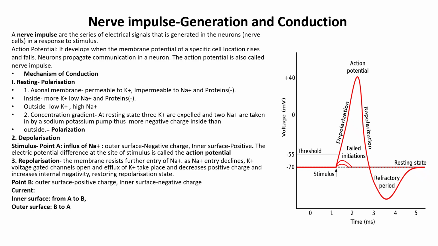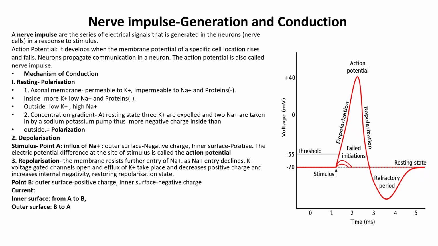Now we will see the mechanism of conduction. In that three stages are there: resting, that is polarization, then depolarization and repolarization. In the resting state the axonal membrane is permeable to potassium and impermeable to sodium and proteins. So inside more potassium, low sodium, outside low potassium and high sodium. So a concentration gradient is formed at resting state where 3 sodium are expelled and 2 potassium are taken in by the sodium potassium pump.